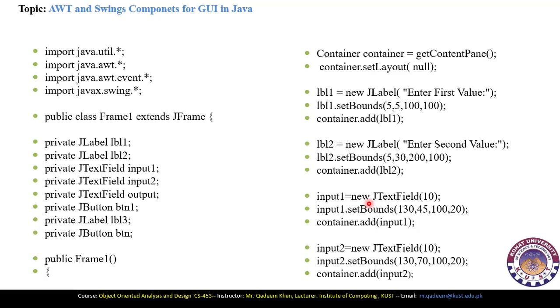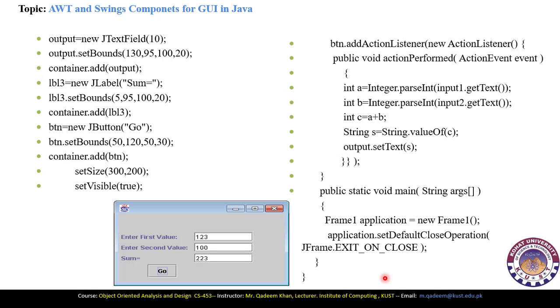Another input 1, which is the JTextField. Here it is the input 1 JTextField and its size is 10 characters. So you can type more than 10, but 10 characters will be visible to you at runtime. Then input1.setBounds with first point and second point, and this control is added to the container here. Similarly, input 2 and its positions, and this is also added inside of the container.